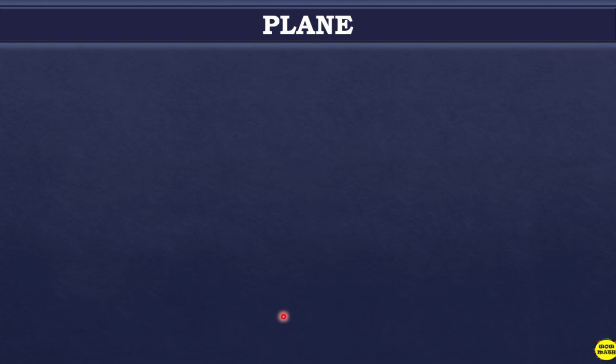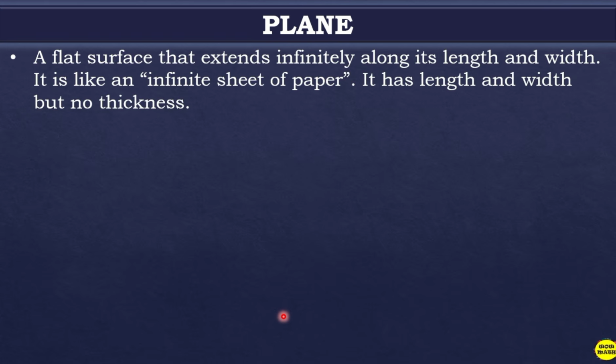Next, let's proceed to a plane. What is a plane? A plane is a flat surface that extends infinitely along its length and width. Okay? So, pag sinabi nating plane, dapat flat surface siya. Halimbawa, kung nakakita kayo nung Rubik's Cube, cube siya, di ba? Hindi po yun plane. That is 3-dimensional. So, pag sinabi nating plane, flat surface po dapat.